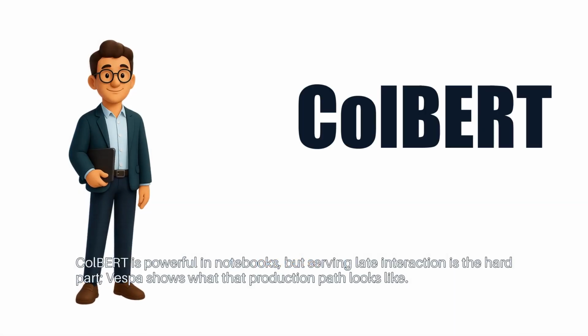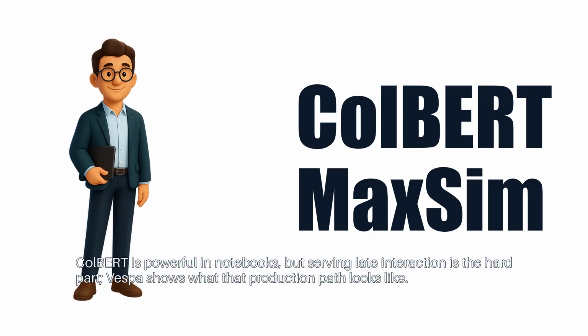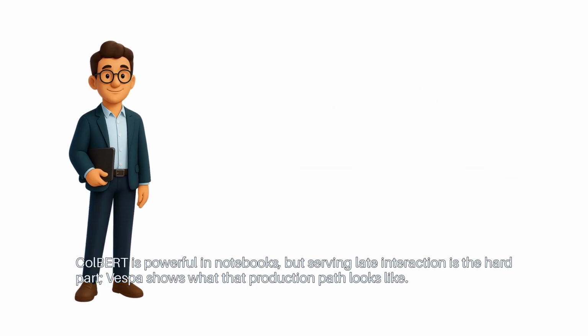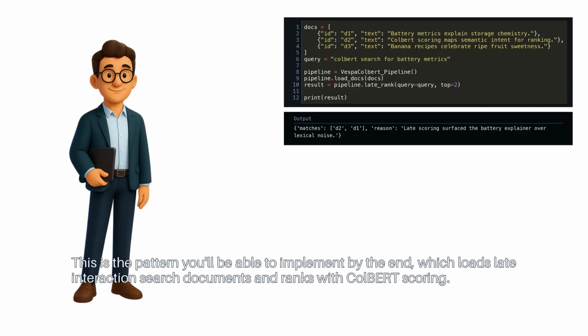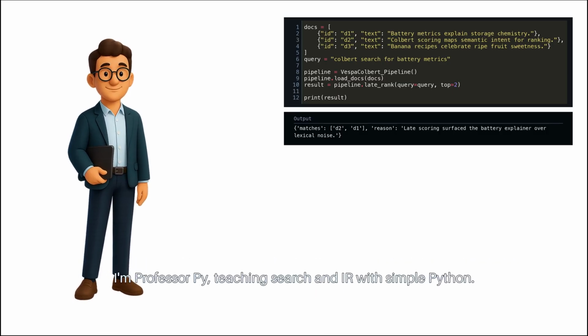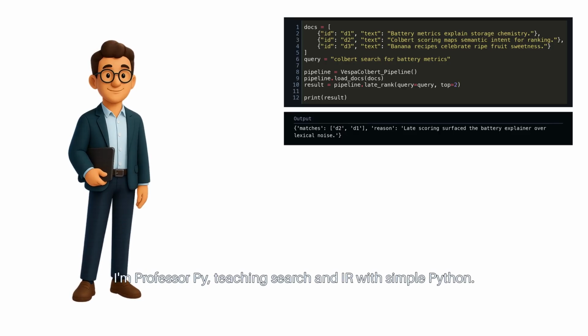ColBERT is powerful in notebooks, but serving late interaction is the hard part. Vespa shows what that production path looks like. This is the pattern you'll be able to implement by the end, which loads late interaction search documents and ranks with ColBERT scoring. I'm Professor Pi, teaching search and IR with simple Python.